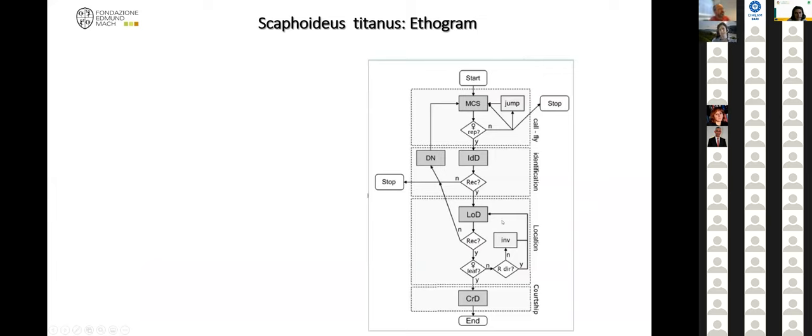The behavior is rather complicated. So what happens? The start of the behavioral diagram is here. You see that males of this species emit a special song that is called the male calling song. The song is made of vibrations, okay? And these vibrational signals travel, I would say, in the order of decimeters, up to one meter, no more, of course. These are small insects, three or four millimeters. However, normally a branch of the grapevine is involved by the signal.